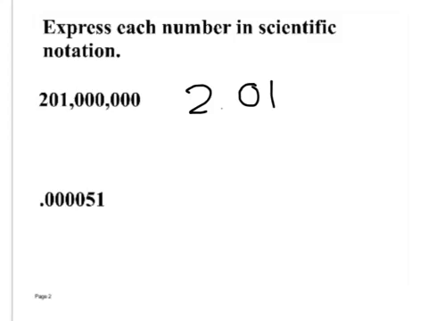They are not significant. So we write 2.01, and then times 10 to the what power. What we do is we see how many times we moved it to the left. 1, 2, 3, 4, 5, 6, 7, 8. So 201 million is written as 2.01 times 10 to the 8th.